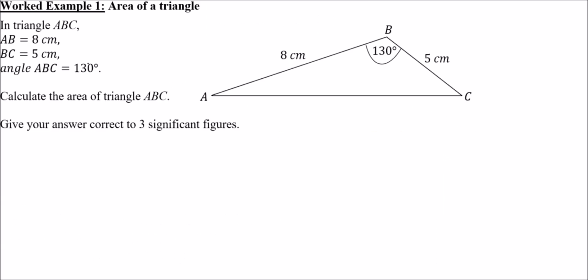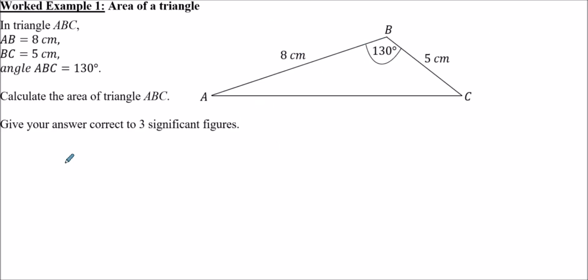So, let's have a look at some worked examples where we need to use this formula. The first worked example really couldn't be easier. This is so easy, I would well imagine this isn't going to be found on an A-level paper. But still, it's a good test to know that you can actually apply the formula and know how to use it. So we've got this triangle here. AB is 8, BC is 5, angle ABC is 130. Calculate the area of triangle ABC.